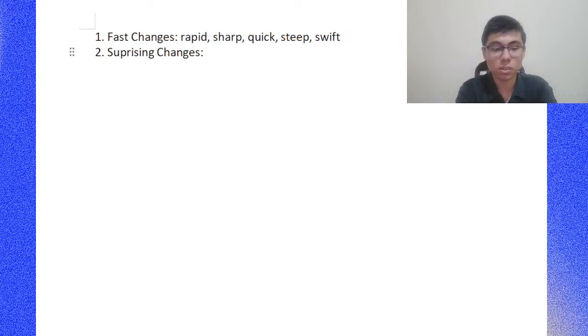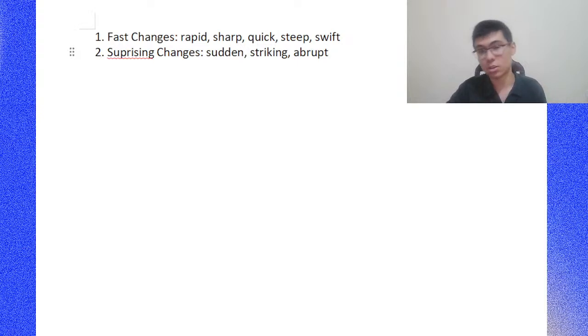And we use sudden, striking, and abrupt as well for describing surprising changes. For example, the graph might be stable for around 20 years, and after that there was a very significant increase, and you want to say there was a sudden or striking improvement or increase.